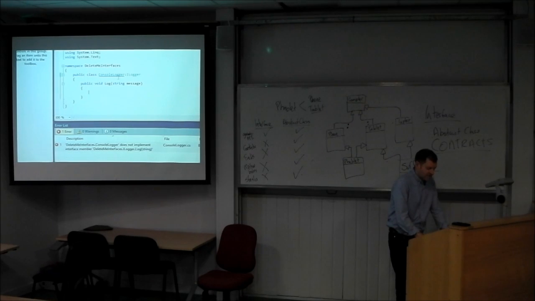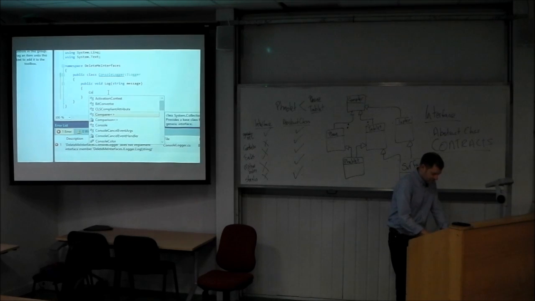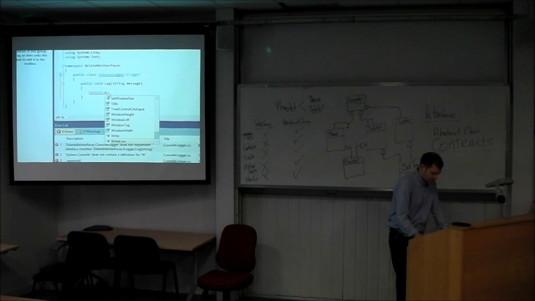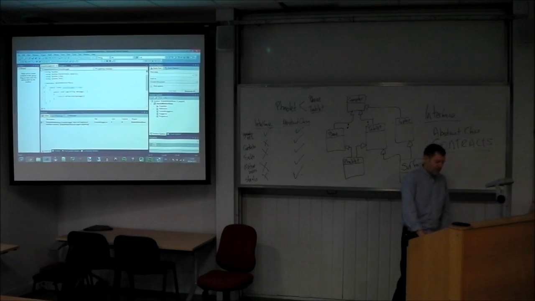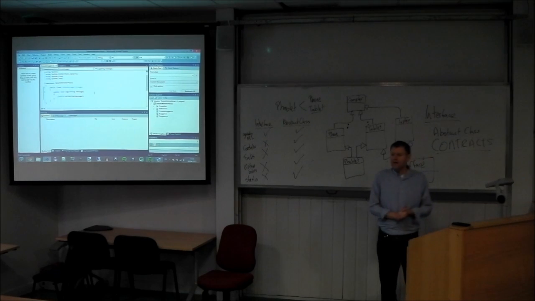Alright, so this implements the logger interface, and then we want to say, what's it going to do? Console dot write line, the message. Alright, so that's the first class that implements the interface. Now this is going to build.